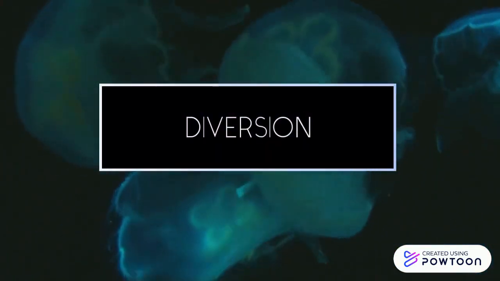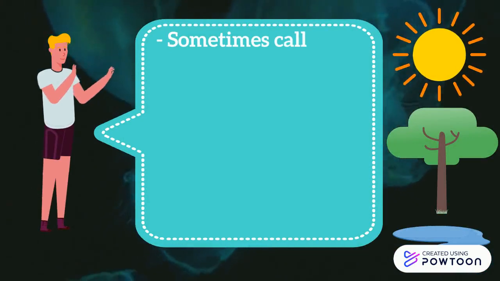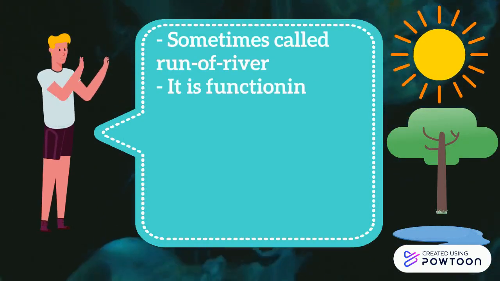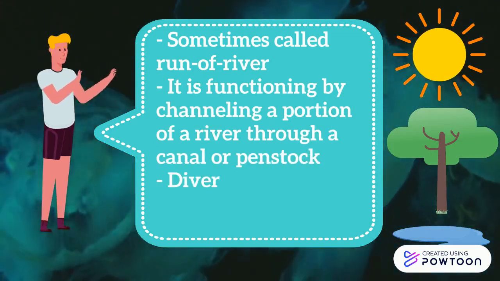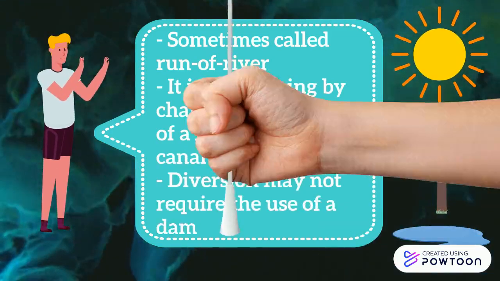Next, we move on to the diversion. A diversion, sometimes called run of river, functions by channeling a portion of a river through a canal or penstock. A diversion may not require the use of a dam.